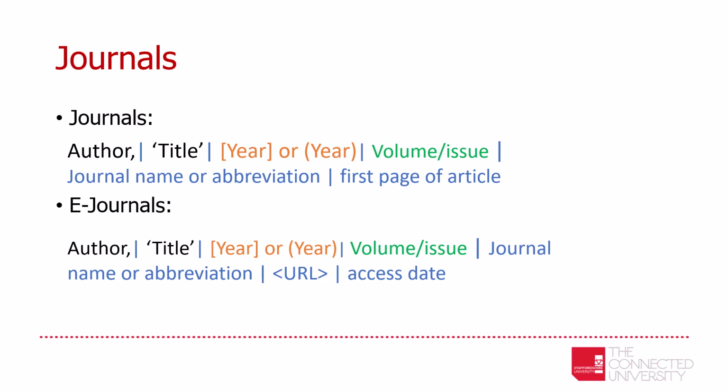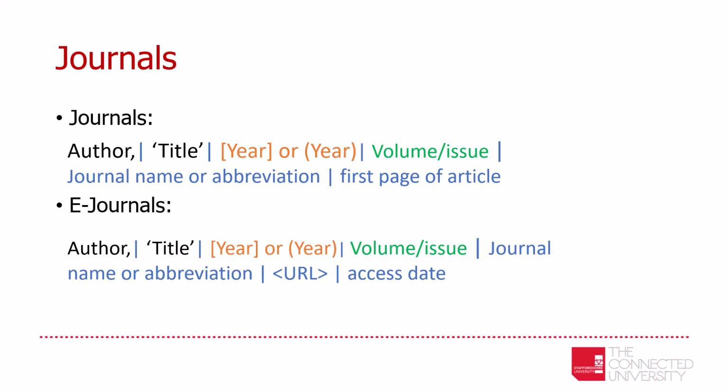For journals, we need to know the author's name, the title of the article, the year of publication, volume, issue or part number, the name of the journal or its appropriate abbreviation if it has been abbreviated in OSCOLA, and the first page of the article.